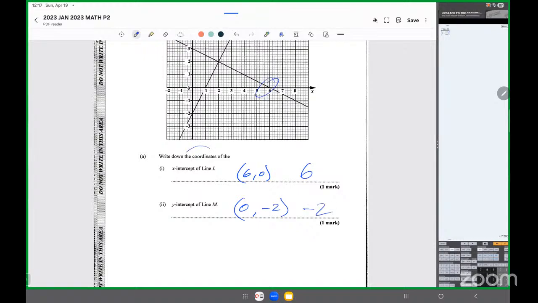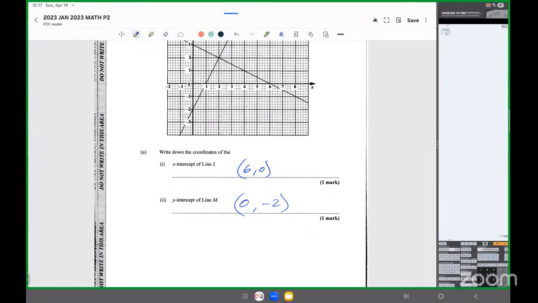The question said coordinates. Coordinates are written like that with the brackets, and you put the x value and the y value. That's how coordinates are written. Anything other than these two things is wrong. Pay attention to the detail. It asks for the x-intercept and the y-intercept, so we give coordinates, the x value and the y value.